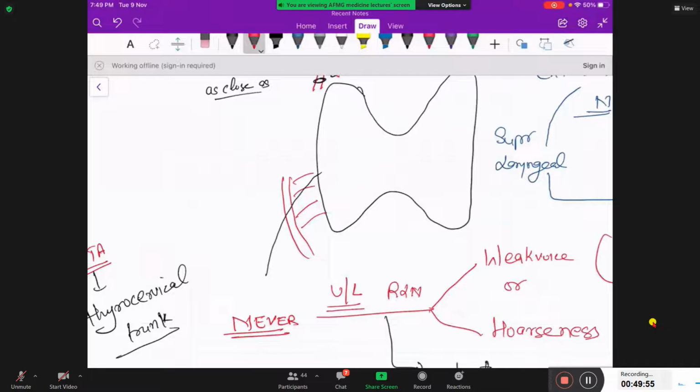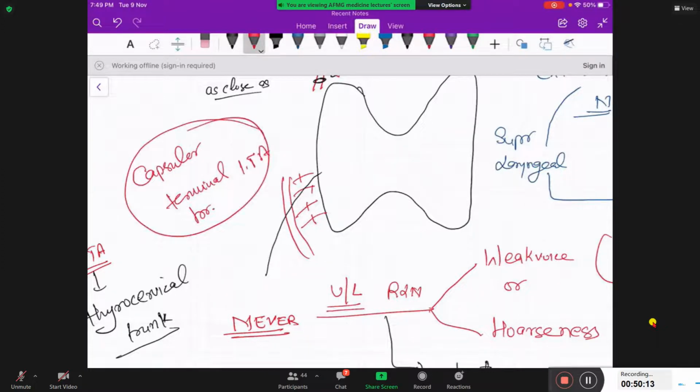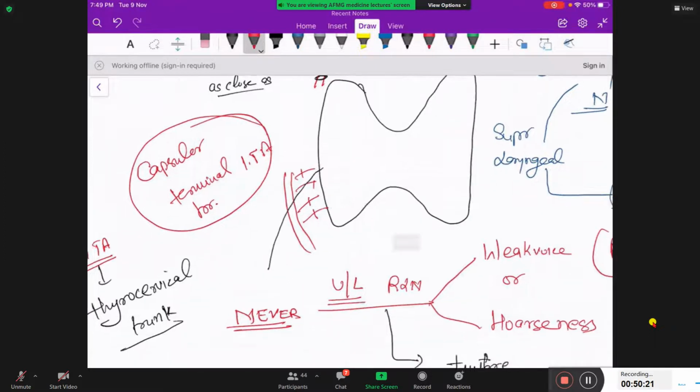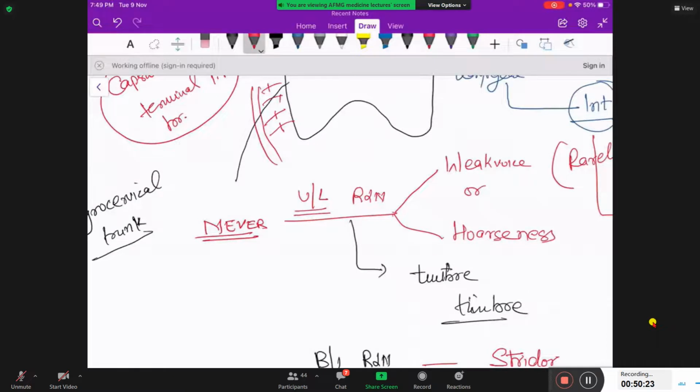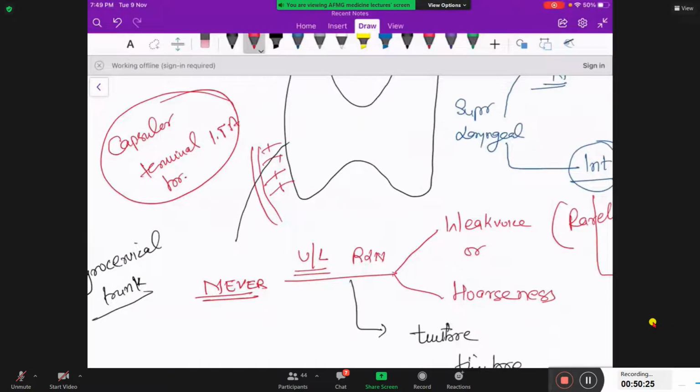So how will we do surgery if we don't ligate the inferior thyroid artery? We will divide these capsular terminal branches. The capsular terminal branches of the inferior thyroid artery should be ligated and divided, not the inferior thyroid artery. The capsular terminal branches of the inferior thyroid artery should be ligated, not the main artery.